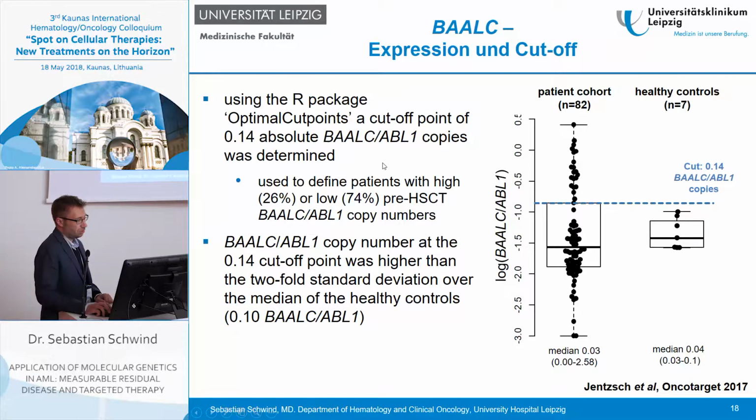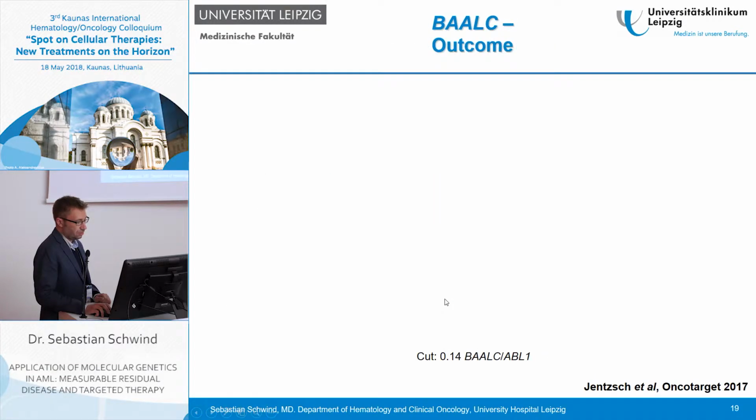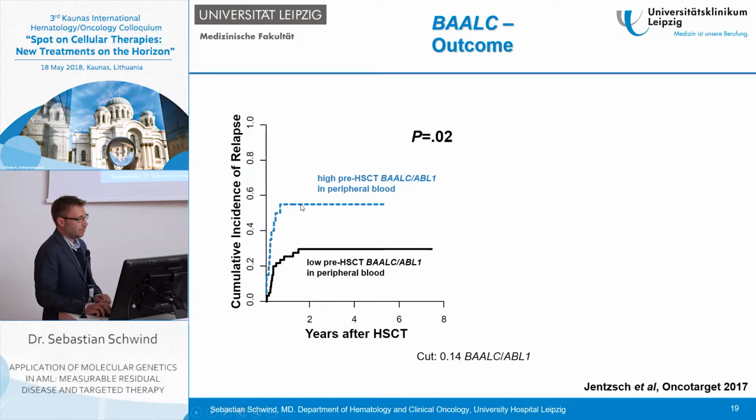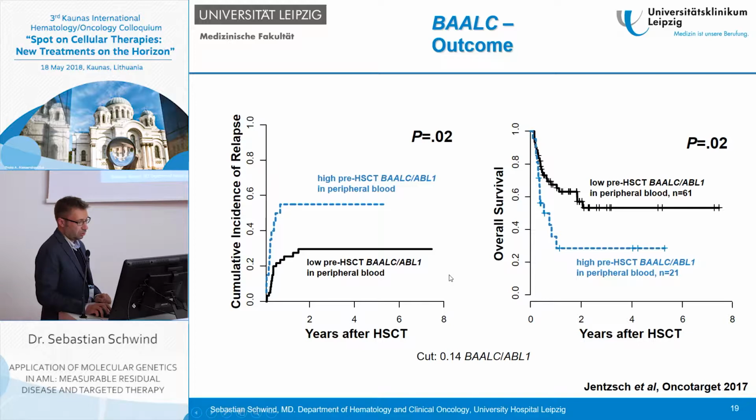And we used an R package called optimal cutpoints to define an optimal cut to distinguish patients with high expression and a higher chance of relapse from those that have low expression with a lower chance of relapse. And this cutoff was higher than any of the measured healthy control standards. And when you do this, you basically get also a higher cumulative incidence of relapse for those patients that at time point of transplantation express BAALC at high levels in peripheral blood compared to those with low expression. And that also translated into shorter overall survival.